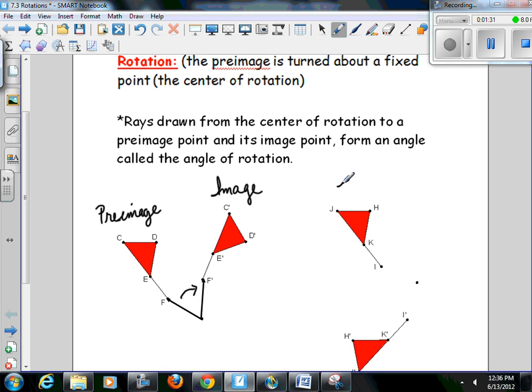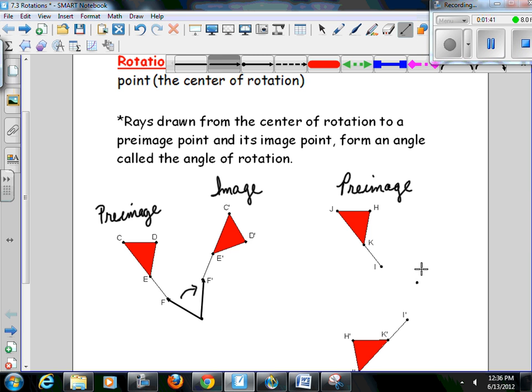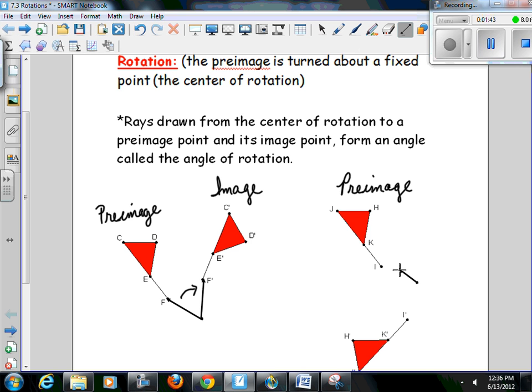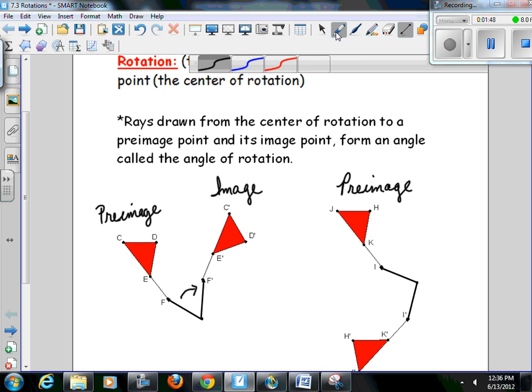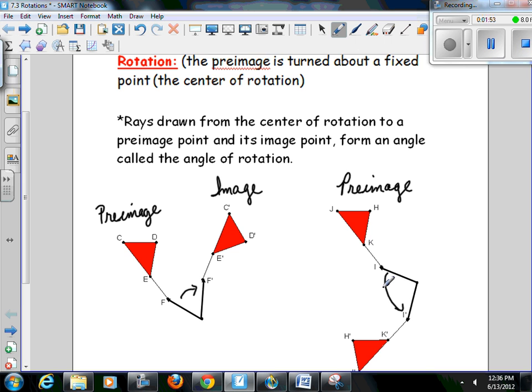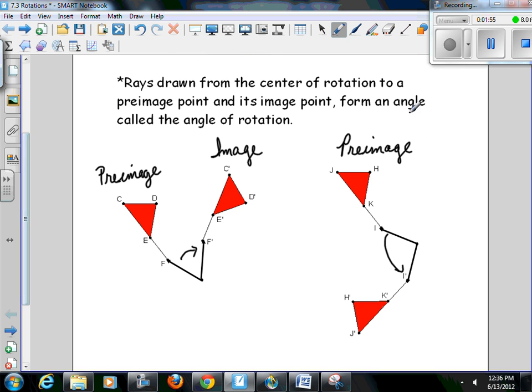We start again, so if we look at this one, with our pre-image. This is our fixed point, our center of rotation. Imagine that we're drawing a ray to our pre-image and then also to our image. And we're just rotating this about that angle. So we're taking this picture and rotating it and ending up with our new image. So now, let's continue on.